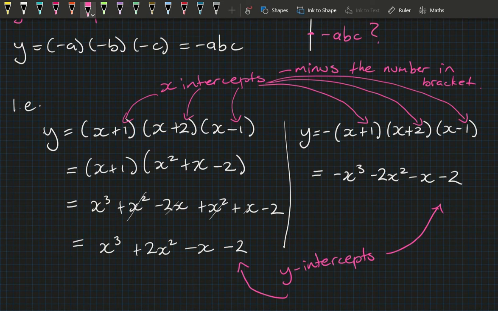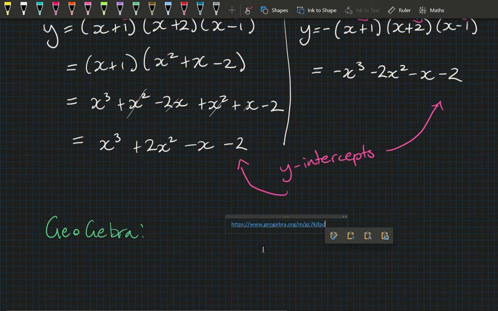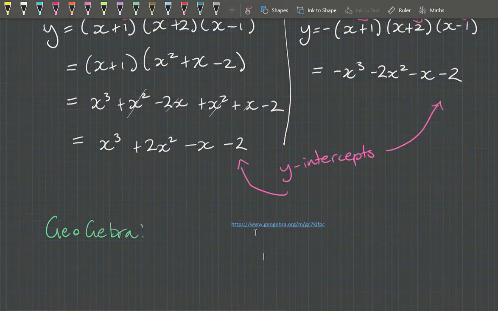So let's see if those points will tell us all that we need to know about a cubic in this GeoGebra applet. And let me add the link, of course. Alright, we'll see you over there.